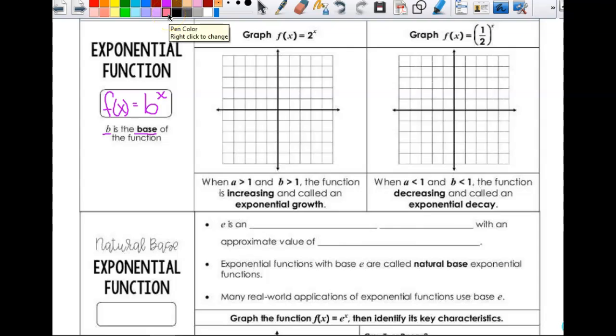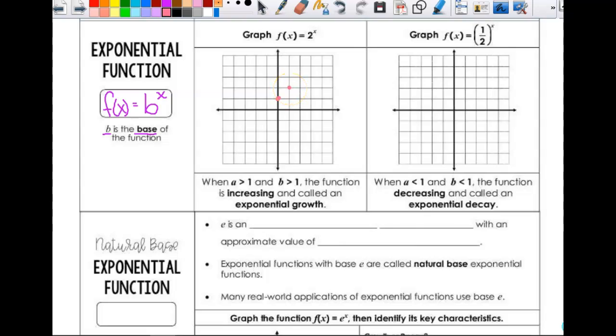So if I wanted to graph f of x equals 2 to the x, so b, the base, is 2, right? If I substituted in 0 for x, what is 2 to the 0 power? What is anything to the 0 power? 1. Anything to the 0 power is 1. Make sense? Does that sound familiar? So if I substitute 0 in here, then it would give me 1. So (0, 1) is one point. If I substitute 1 in here, 2 to the first power is 2. So I'm going to go (1, 2).